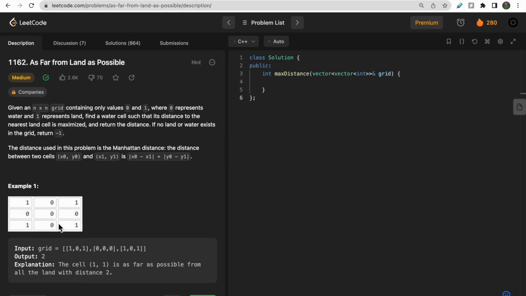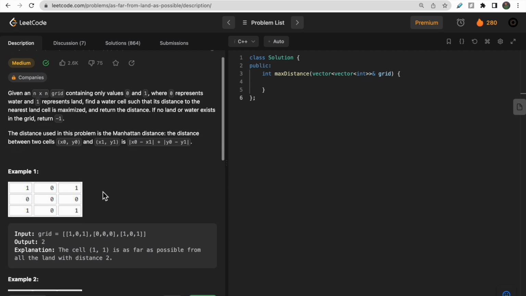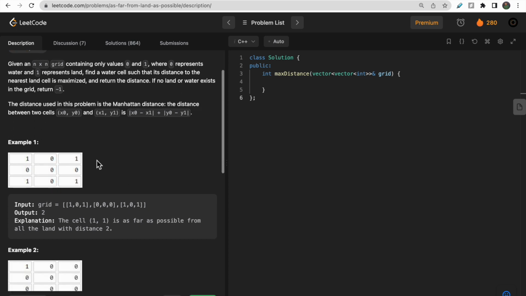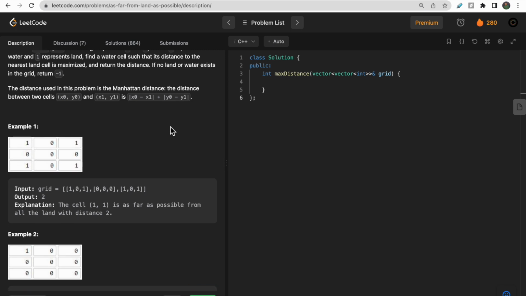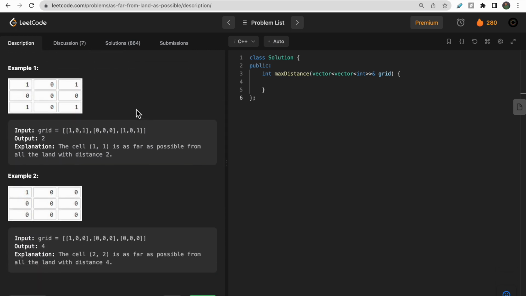So we need to find such a water cell. Further, if no such land or water exists in the grid, then return -1. And the distance that we are talking about here is Manhattan distance, that is the distance of the adjacent element. This is |x0 - x1| + |y0 - y1|. Okay, so let's take a look at the example to get a better understanding.